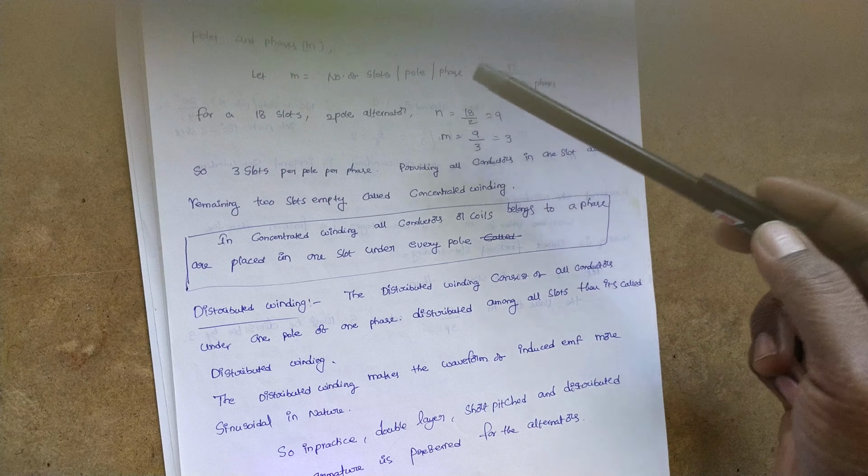Now m equal to number of slots per pole per phase is 3. 3 slots per pole per phase it is. If of the 3 slots, omitting 2 slots, keeping the 2 slots empty and providing all conductors in 1 slot instead of 3 slots, it is a concentrated winding. But if distributed over all 3 slots, it is known as distributed winding.